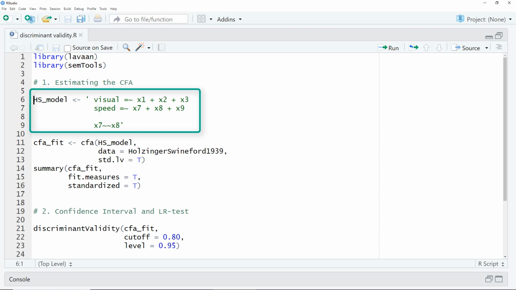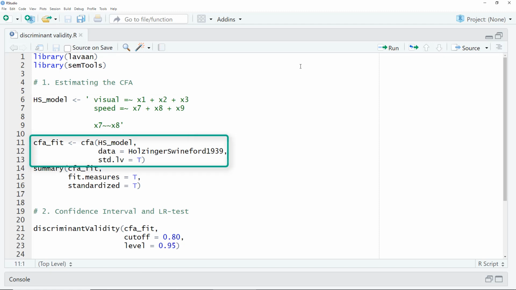So here are the measurement models for the two factors, and we have an error covariance between two items in this case. If we estimate the CFA in order to assess discriminant validity, we should set the factor variances to 1 as an identification method, using this parameter here. Then we can run the CFA.